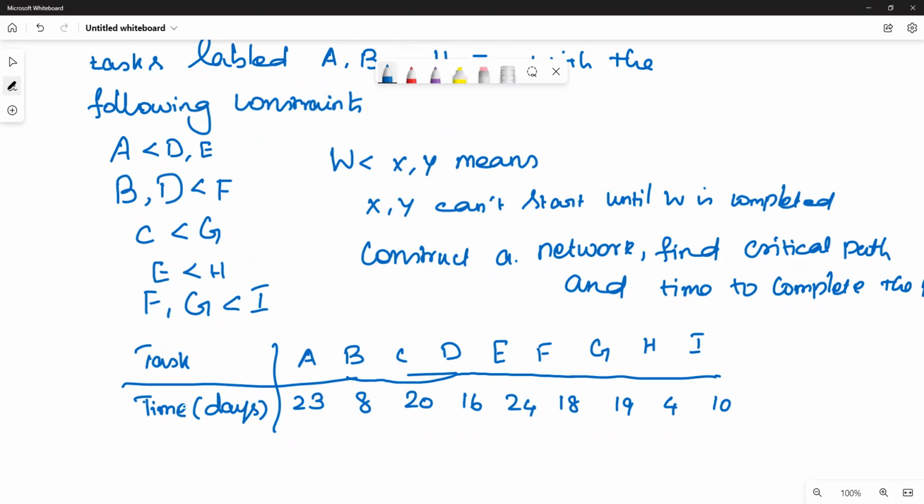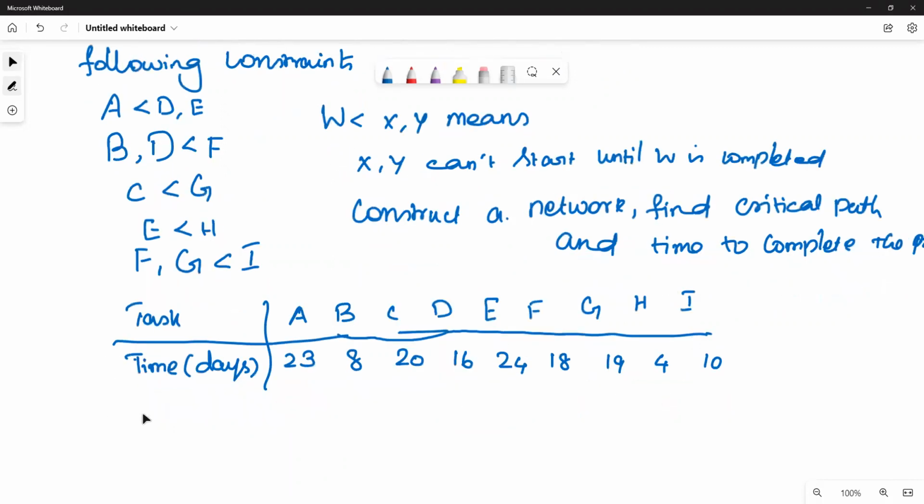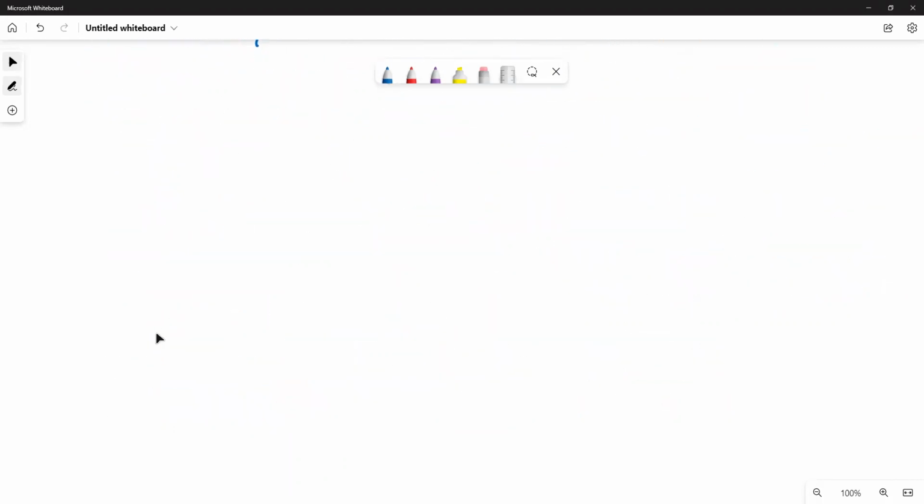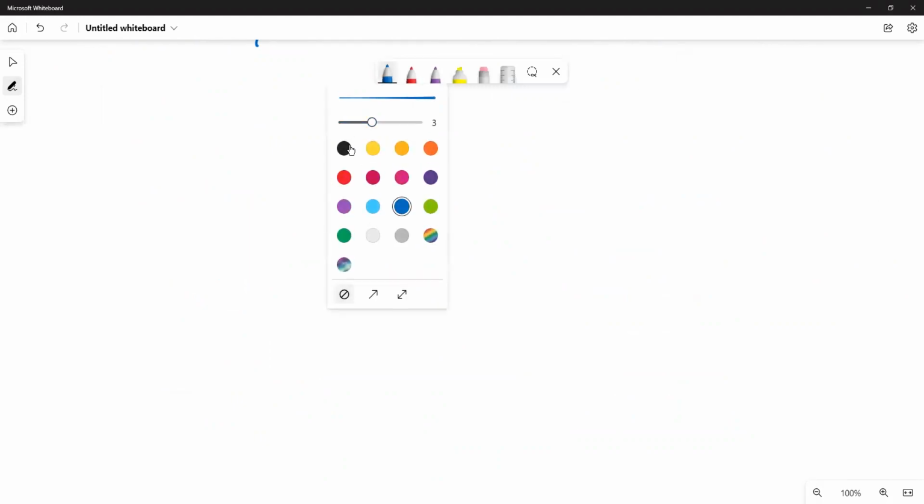Along with this, each task's time duration is also given in terms of days. And you have been asked to construct a network and find the critical path and the time to complete the project. This is what we are going to find using the critical path method. So first, let us draw the exact tabular column with task and its predecessors, so that it will be easy for us to frame the network.